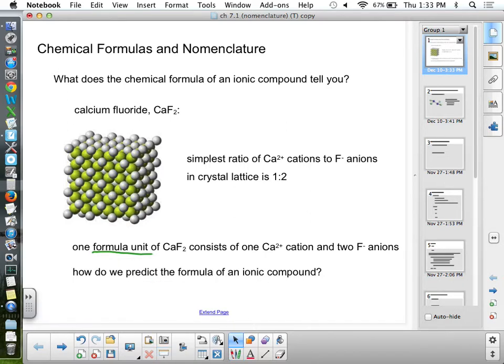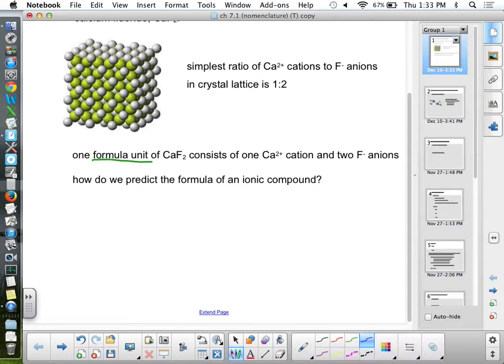How do we predict the formula of an ionic compound? How do we know that calcium fluoride has the formula CaF2? Well, we base that on the principle of electrical neutrality. We know from its position in the periodic table that calcium exists as 2+ cations. A calcium atom loses its 2 valence electrons to acquire the configuration of the previous noble gas. We also know that fluorine gains 1 electron to fill its valence shell, acquiring the configuration of neon. And using the principle of electrical neutrality, we see that we need 2 fluoride anions for every calcium cation, giving us a formula of CaF2.